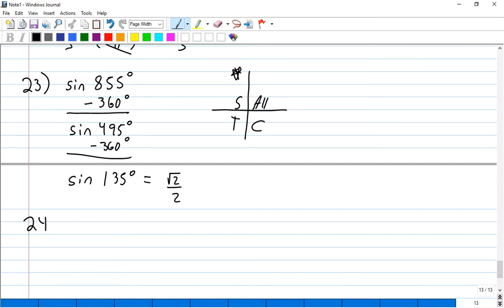Alright, number 24. These seem to be getting easier and easier. The tangent of 2 pi. Well, the tangent of 2 pi is the same thing as the tangent of 0. We did that earlier when we were graphing. Remember what happened at 0? You crossed. So the tangent of 0 was 0. So the tangent of 2 pi is 0.